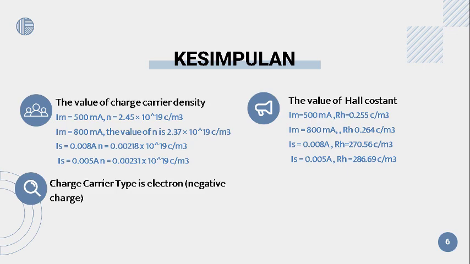Hall constant: 1, for IM 500 mA, RH is 0.255. 2, for IM 800 mA, RH is 0.264. 3, for IS 5 mA, RH is 270.56. And 4, for IS 8 mA, RH is 286.69.